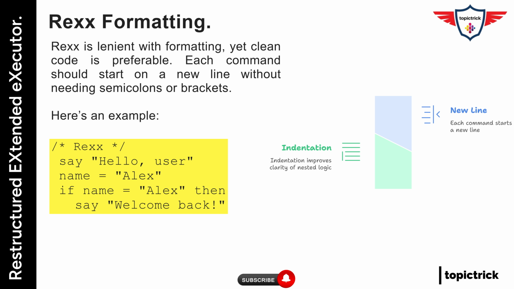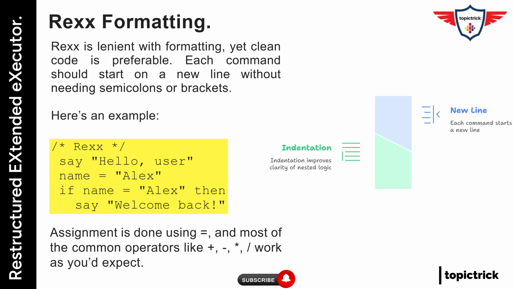Now about basic syntax. Assigning values is done using the equal sign, just like in most programming languages. So you can write name equals 'Alex'. That sets the variable name to the string Alex. Rexx treats everything as a string. That means whether it's text or a number, it's stored the same way internally. The nice part is, you don't have to worry about types.